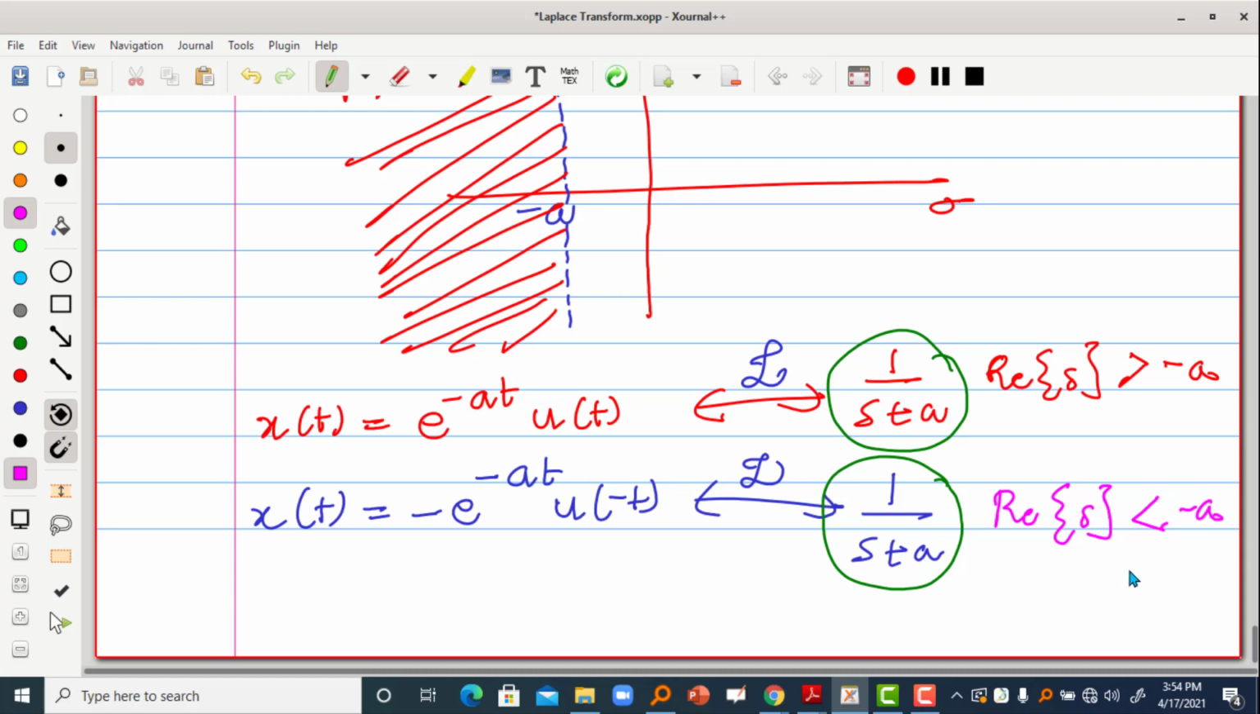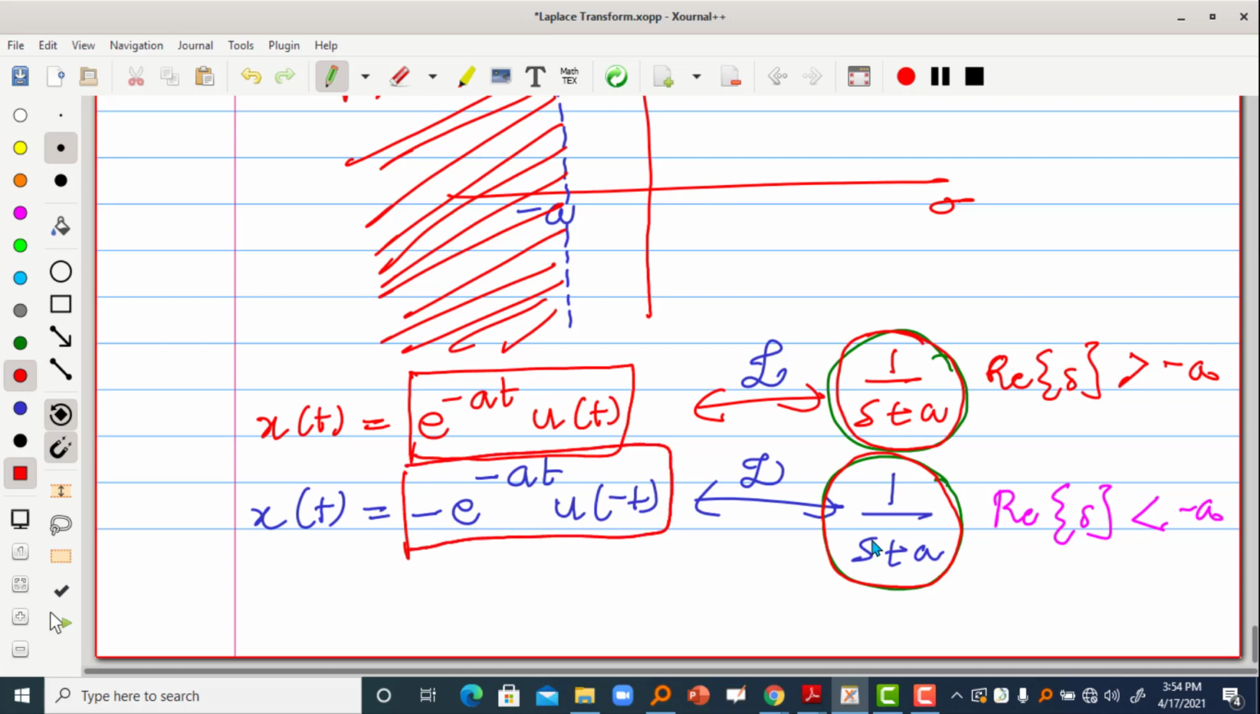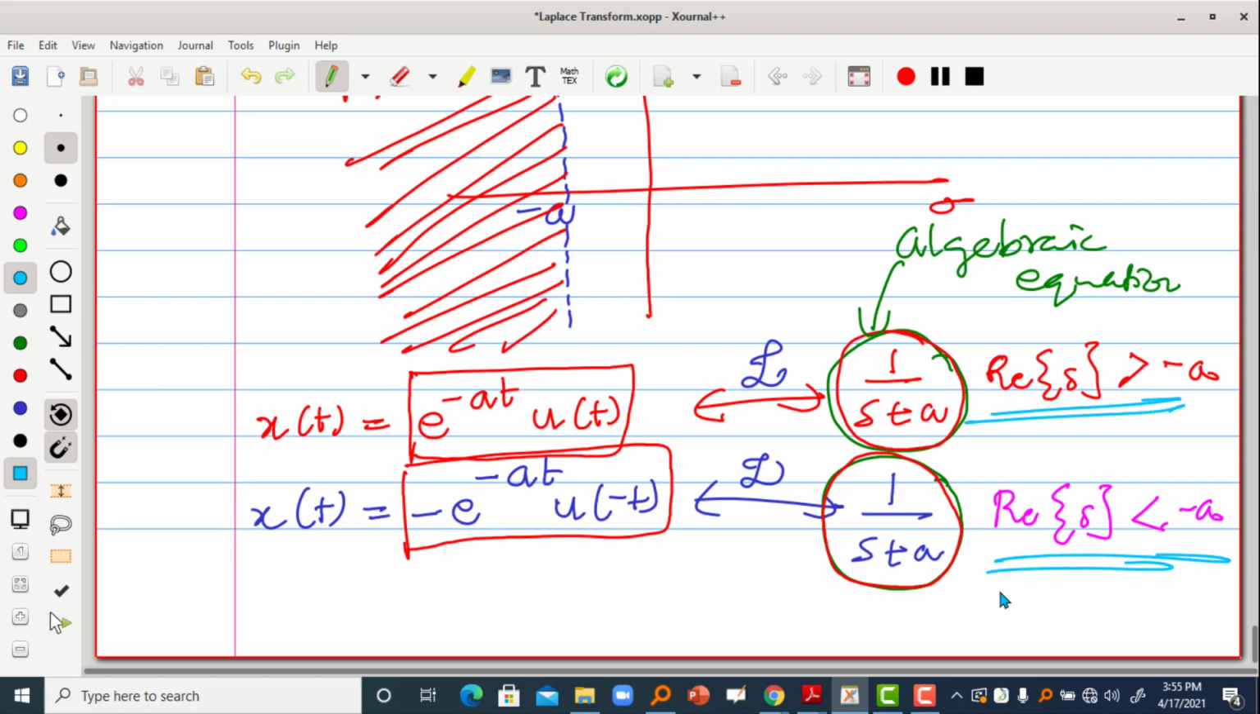So this is a problem with the Laplace transform. If you try to find the inverse Laplace transform of 1 by s plus a, it does not have a unique answer, because there is no one-to-one mapping between the Laplace transform and the inverse Laplace transform. Either it can be e power minus a t u of t, or it can be minus e power minus a t u of minus t. So these two answers are possible if you are considering only the algebraic equation of the Laplace transform. But we can specify the Laplace transform only if we consider the region of convergence also. This is what makes the Laplace transform a little bit complicated compared to the Fourier transform.